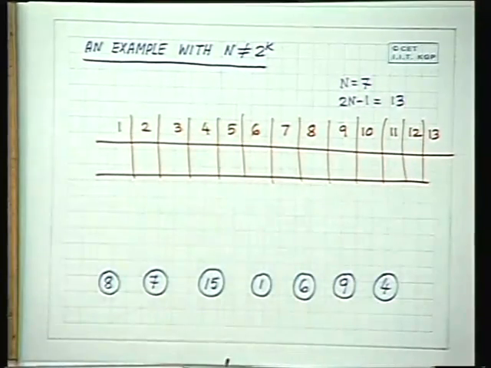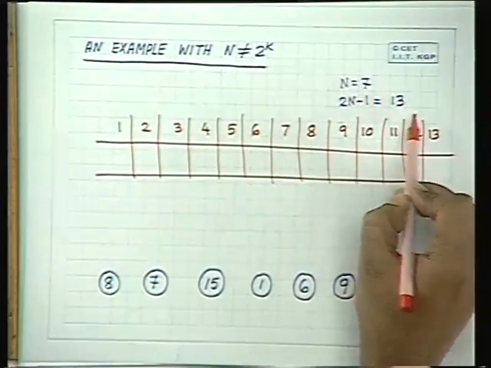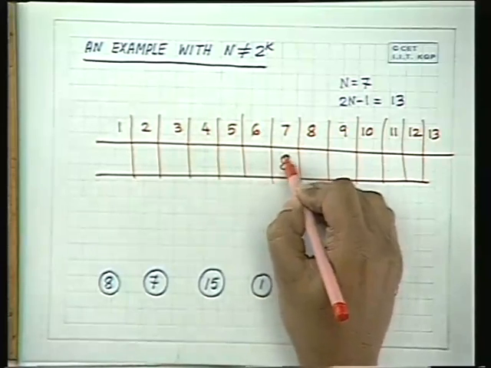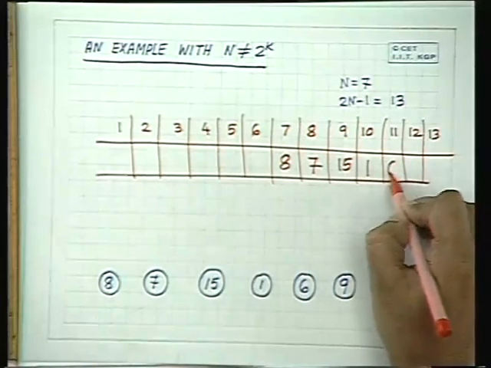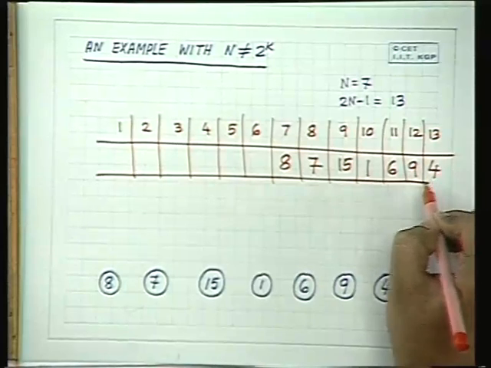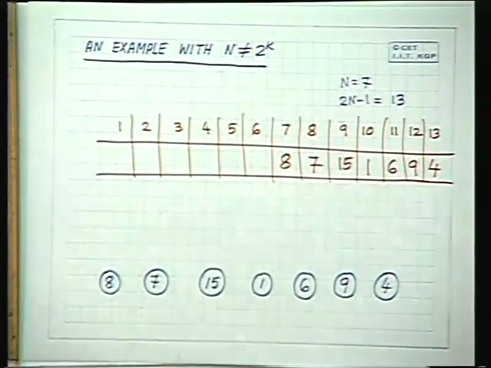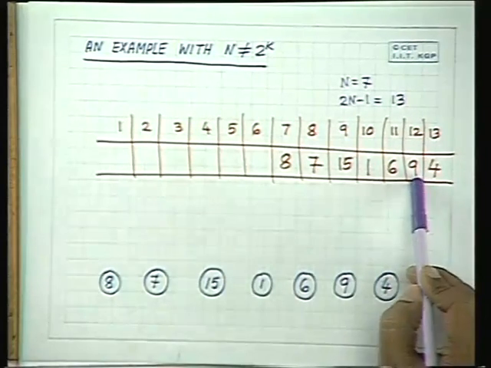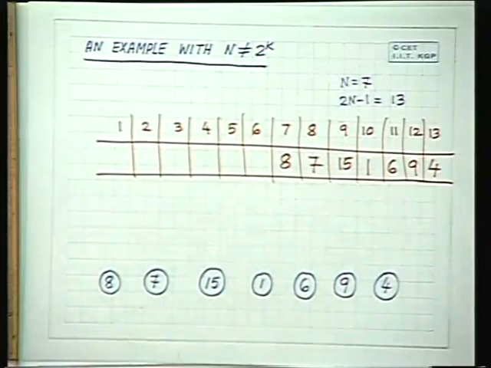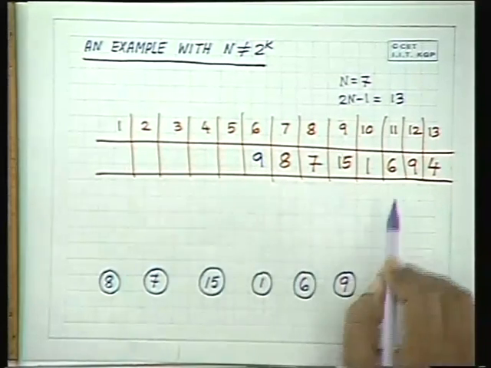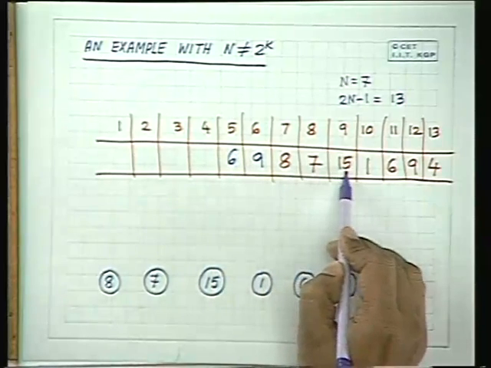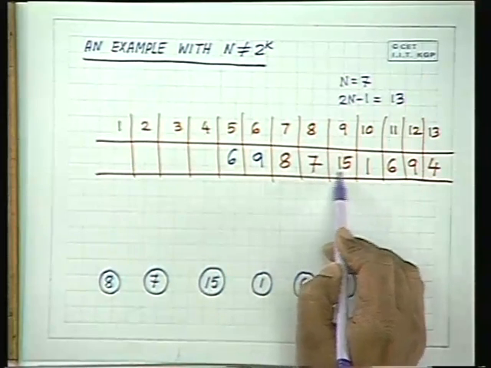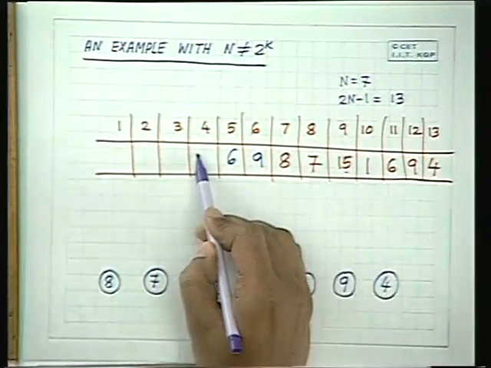The first thing that we do is store the numbers from 7 to 13: 8, 7, 15, 1, 6, 9, 4. And then start backwards. 9 and 4 will be put in 6. So 9 is put here. 1 and 6 is going to be put in 5. These two are going to be put here.